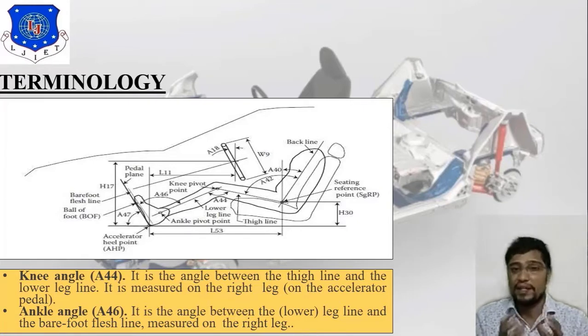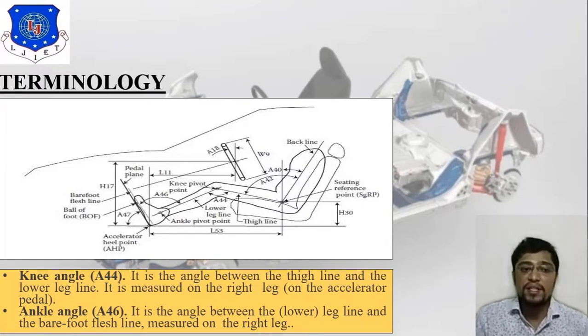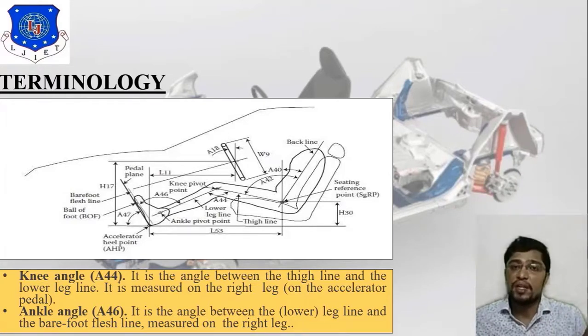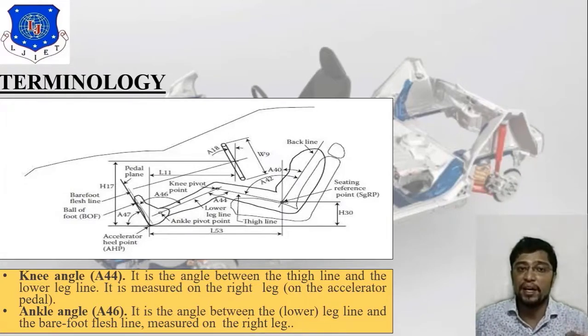So this is the knee angle. Now we can discuss the ankle angle, A46. In the image you can find A46 in the left side corner. It is the angle between the lower leg line and the bare foot flesh line, measured on the right leg.